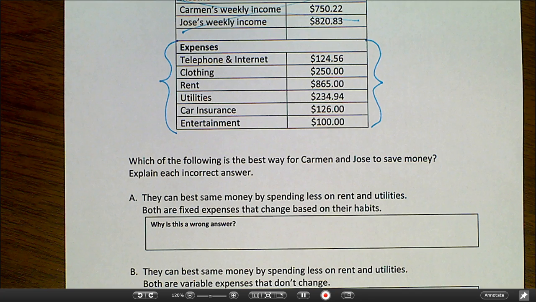So we're going to go through and decide whether each one of these is fixed. That means it stays exactly the same every month. And which ones are variable. That means that they can kind of change, like some months I'll spend more, some months I'll spend less. So I'd like for you to pause the video and go ahead and just put an F or a V next to each one of these expenses and then push play to check your answer. So please pause the video now.